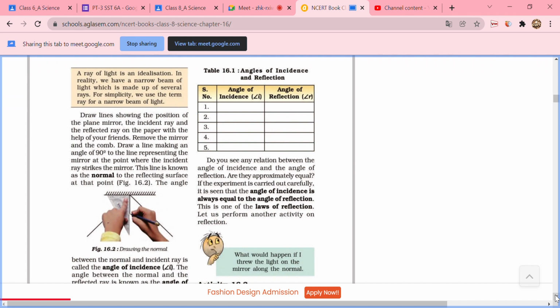Okay, stop. So, idealization means we have taken a ray of light in an ideal form. But in reality, what is the difference between beam and ray? A beam is a collection of many rays of light, and a single ray is a single straight line of light. So what we are taking in each experiment are not actually rays, but we are calling them rays for idealization. Otherwise, they are nothing but a beam of light, a collection of rays. So we have a narrow beam of light, which is made up of several rays, and for simplicity, we use the term ray instead of beam of light. Am I clear? All the experiments that you are going to do are with a beam of light, but for simplicity, we are calling them a ray of light. Okay, clear?